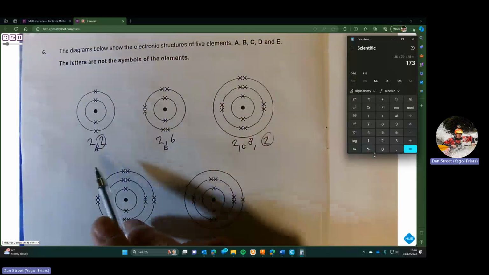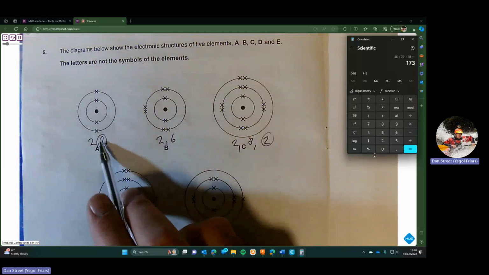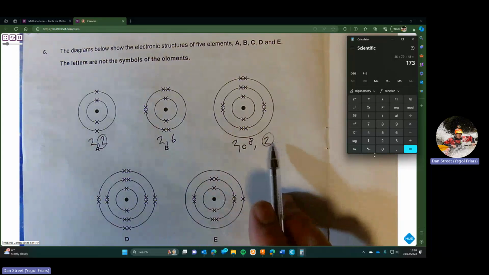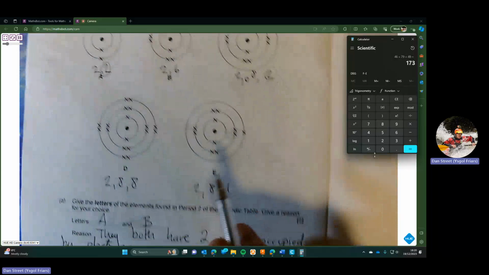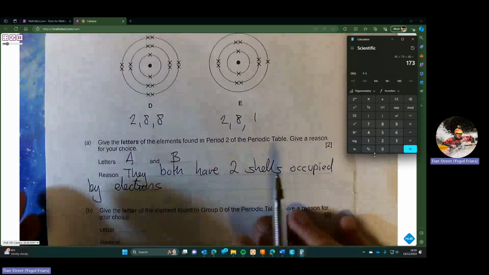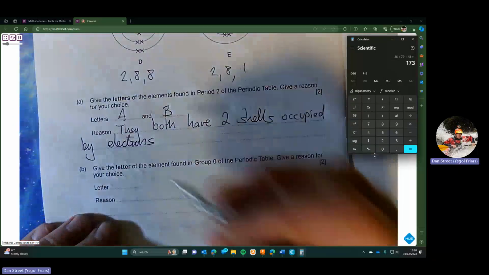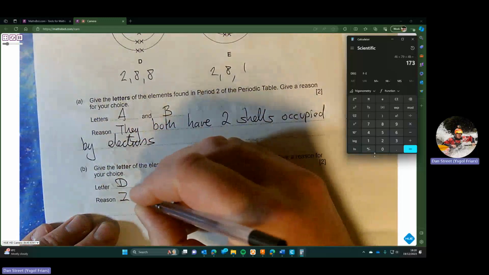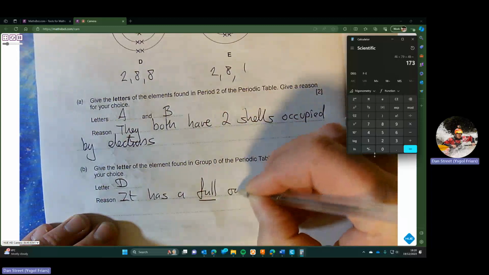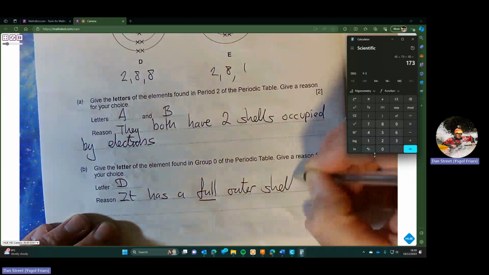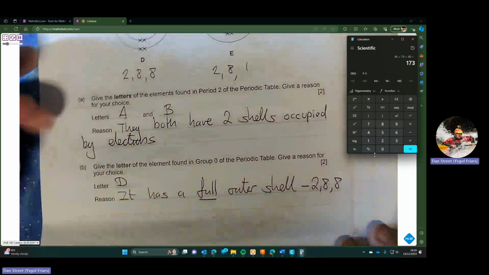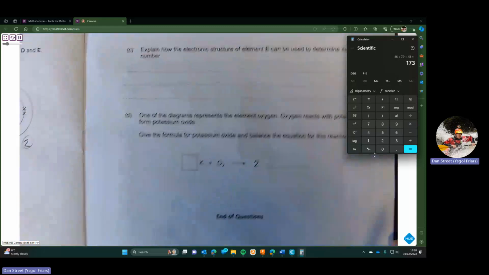Okay, so if we have a look at our configurations, 2, 2, that's not full because the second shell can hold up to 8. That's not full because the second shell can hold up to 8. That's not full because the third shell can hold up to 8. This one, however, does have a full outer shell because 8 is a full shell for the third shell. So the correct answer would be D. And the reason is it has a full outer shell. And just to be absolutely clear, you could quote that as 2, 8, 8. So that's why it's a member of group 0, because it has a full outer shell.